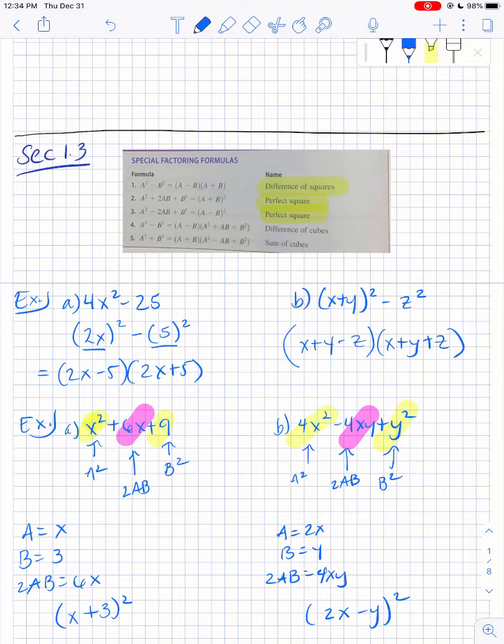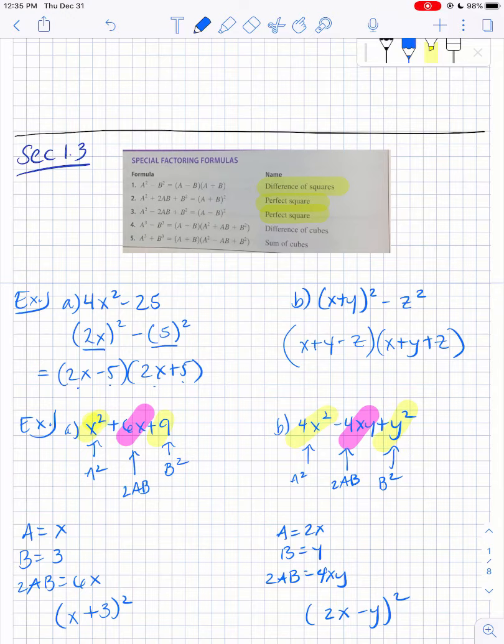We have a squared minus b squared. So we have 2x squared minus 5 squared. So we're going to use our formula to rewrite that. I'm going to rewrite this as 2x minus 5 and 2x plus 5. So really it's taking what we're squaring as our terms, and then you just put a minus and a plus in each.